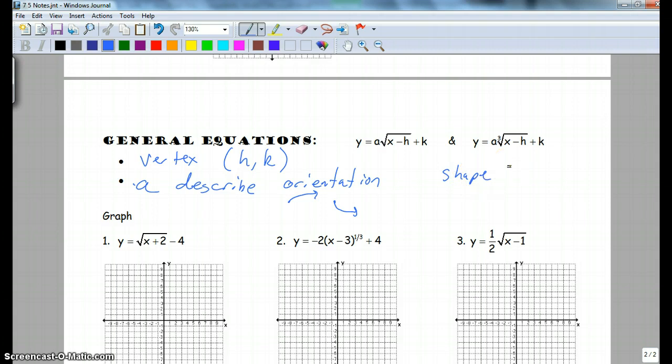Now remember, the weird thing about this though is that shape, this one is bizarro world. It's the opposite of what we're used to.